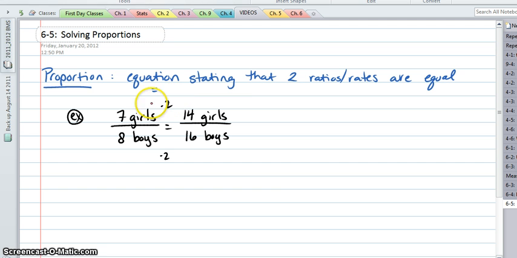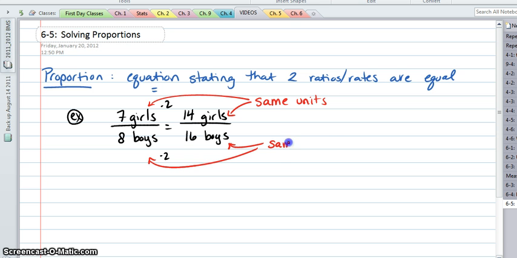For simplicity's sake, you'll notice that in this proportion, I've kept the same units on top and the same units on bottom. I'm just pointing out that we are not multiplying these ratios. This is not dimensional analysis. So I'm not trying to put girls in the numerator and then girls in the denominator and cross-canceling the units. So please keep that in mind.